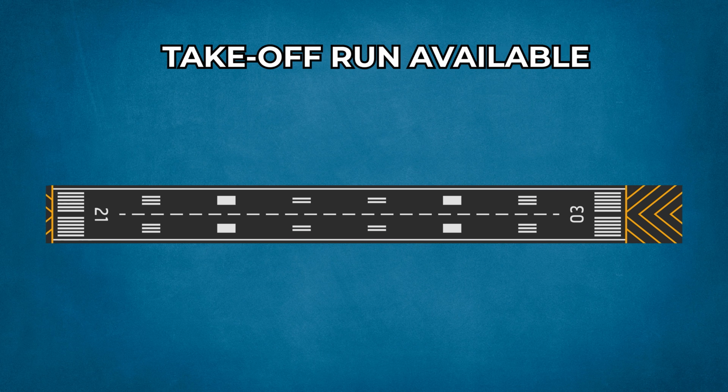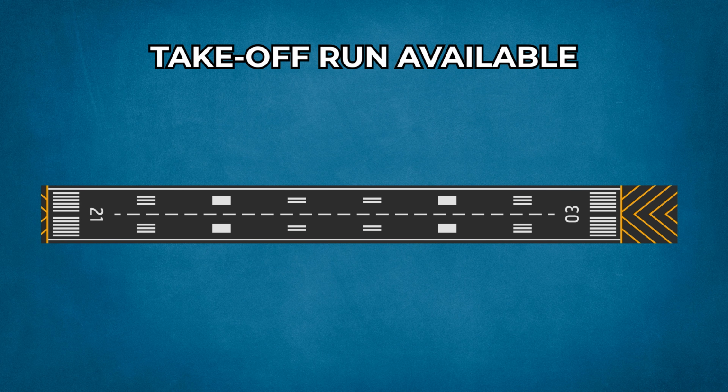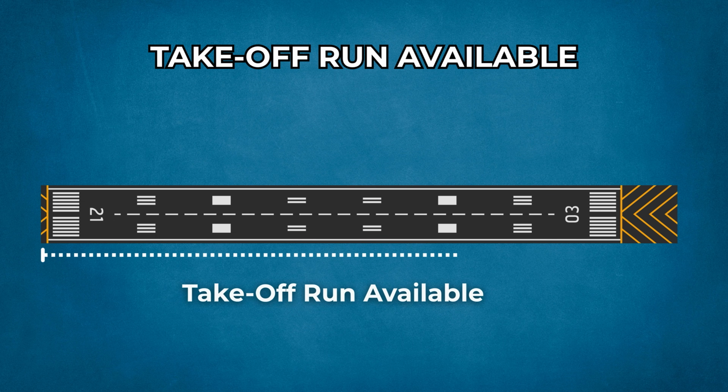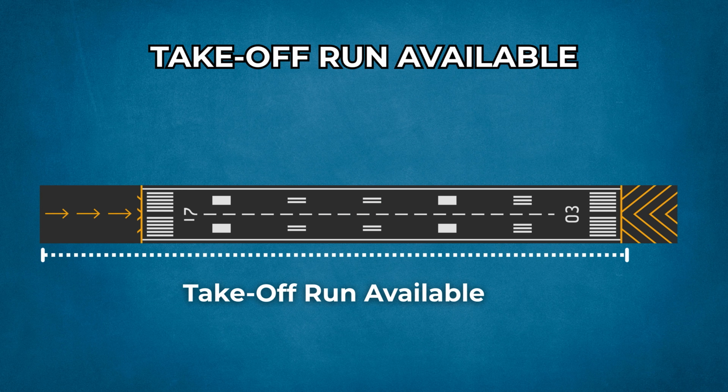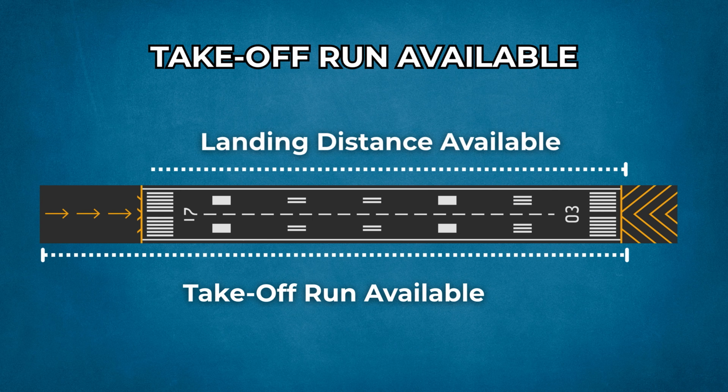So, what is the takeoff run available? Takeoff run available is defined as the length of runway suitable for takeoff run of an aircraft. If there is a displaced threshold, it is not equal to landing distance available. On the other hand, takeoff run available does not include the stopway or the clearway. It is 15% shorter than the whole runway length.